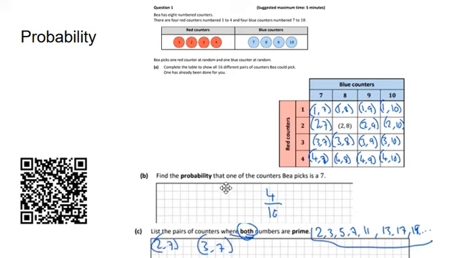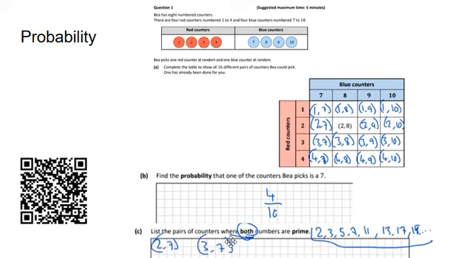Part B was find the probability that one of the counters B picks is a 7. You just have to see how many of them in here are there where one of them is a 7, and it's just going to be those 4 there. So it's 4 out of a total of 16. There's 16 altogether in that sample space.